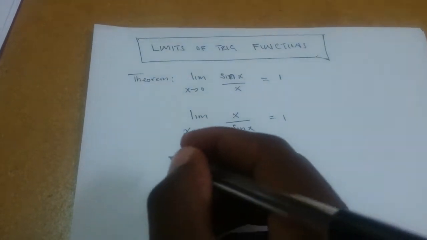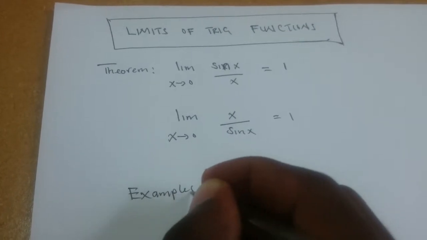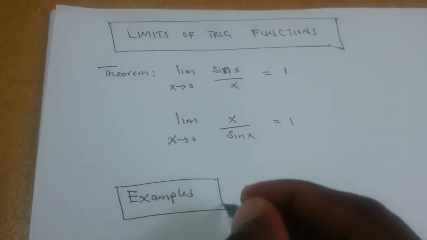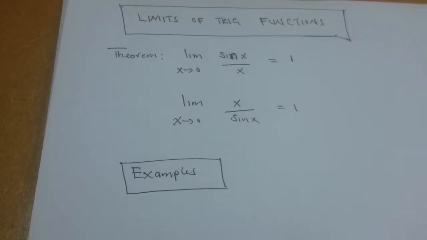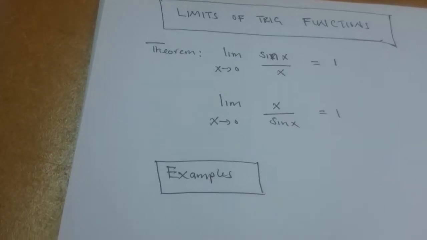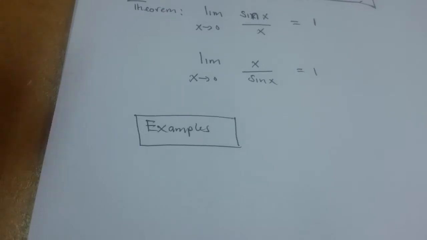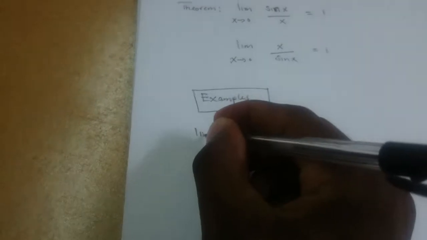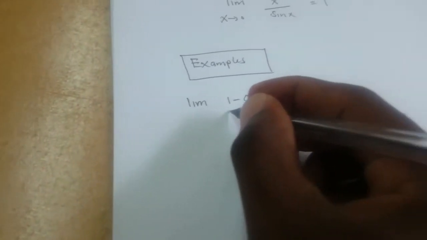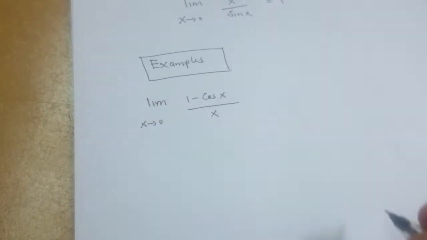Then let's do examples. So let's find the limit of 1 minus cos x over x as x is approaching 0.